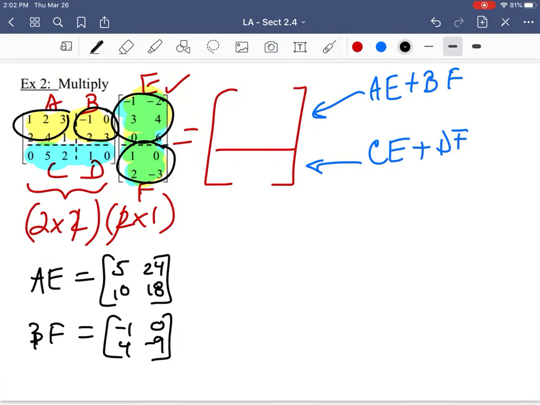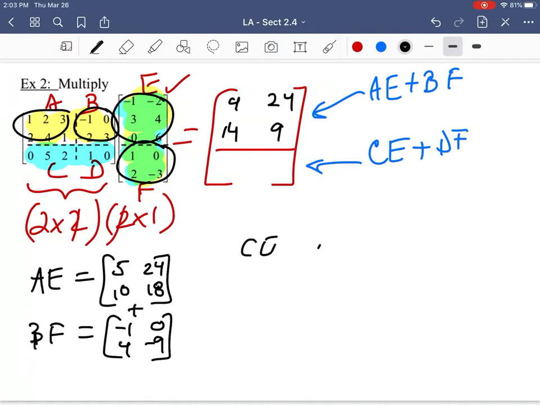So remember, I have to add these together, and that's going to go up top here. So 5 and negative 1 add up to 4. And then 24 and 0, so 24. And then 10 and 4, sorry about that, 10 and 4 is 14. And then 18 and negative 9, so 9. All right, so now I have to do CE and DF.